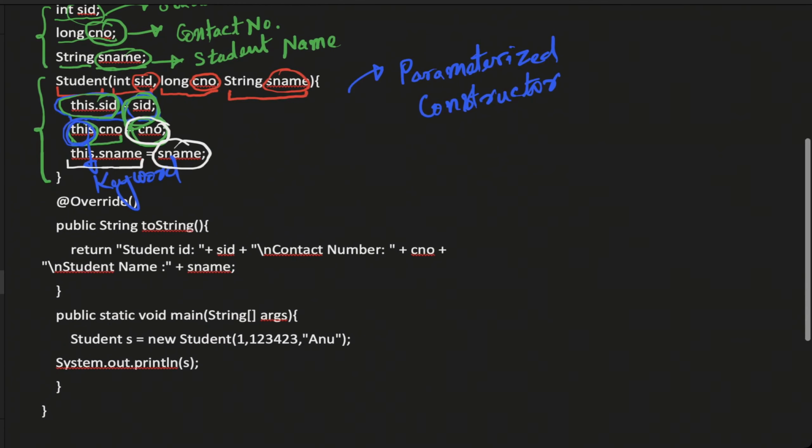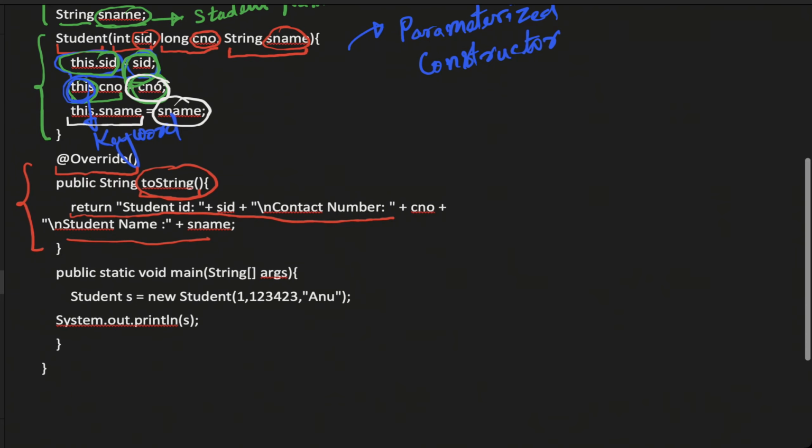Okay, so after that we have the toString method. Let me show you the block of that code. Yes, this is the toString method block, and this toString method returns a formatted string. It gives the formatted string to the console, and it returns the strings which we are passing there. This is an inbuilt method which is overridden.